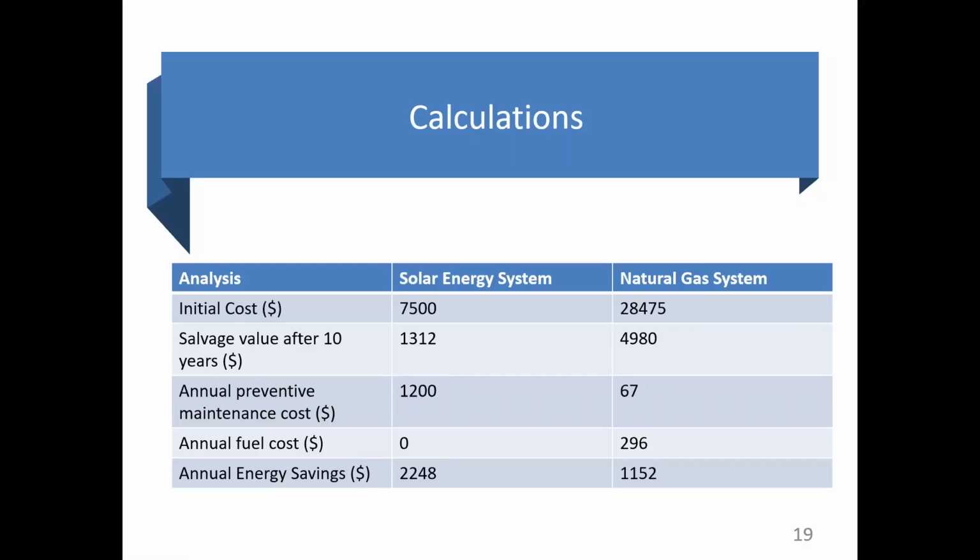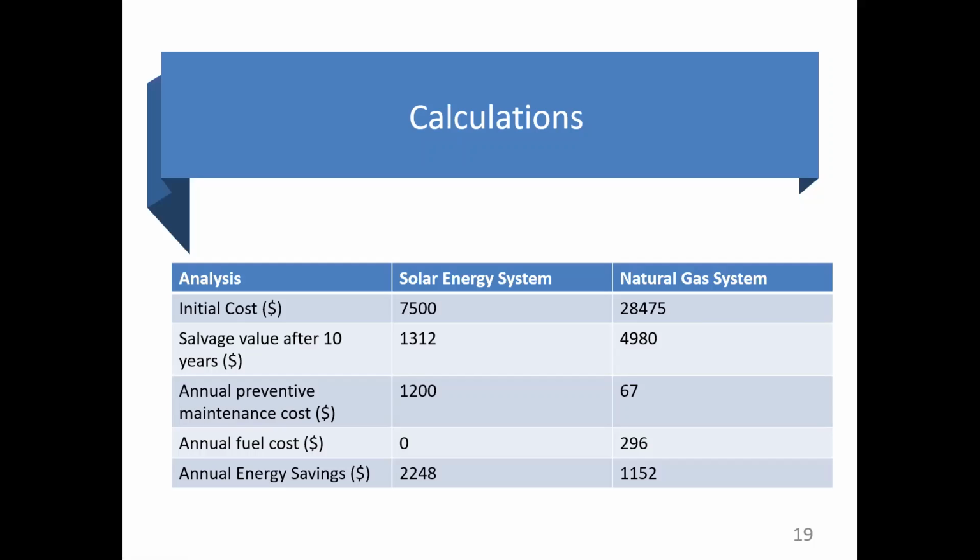This is a comparative table between the two systems, the solar system and the natural gas system. In the first column, we have the initial cost. The initial costs include the installation costs and the cost for buying the equipment. For the solar system, we have $7,500, and for natural gas, we have $28,000. The salvage value after 10 years is the value of the equipment of the installation, accounting for the depreciation rate.